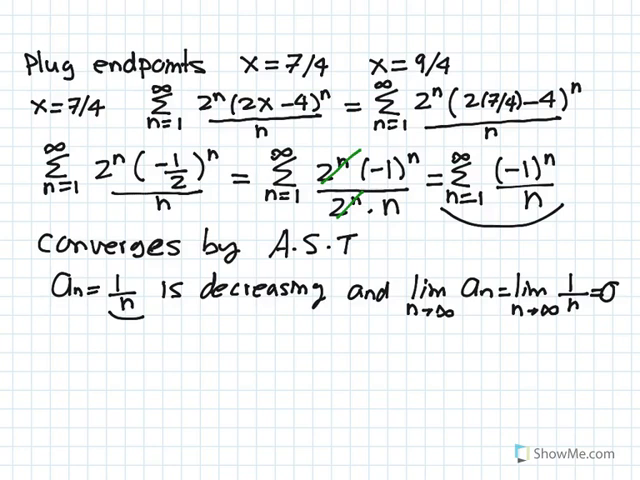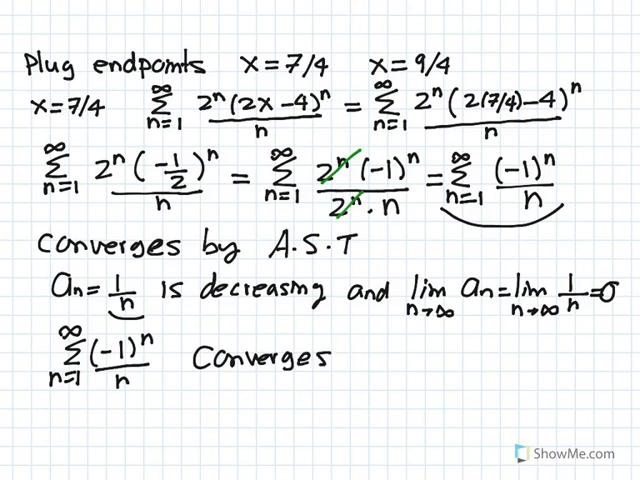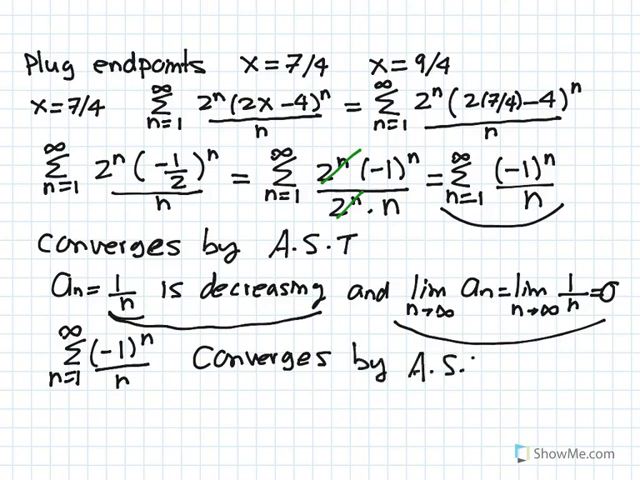So for that reason, we know that summation (negative 1) to the power of n divided by n, n equals 1 to infinity, converges by the alternating series test because it satisfies the conditions of the test, namely that the terms are decreasing, 1 over n decreases as n increases, and the limit of the nth term is equal to 0. Converges by the alternating series test.